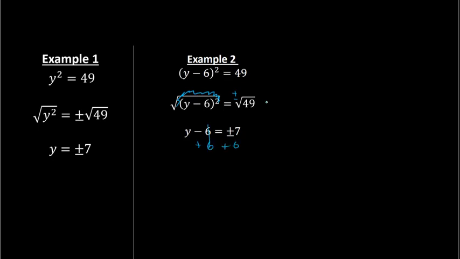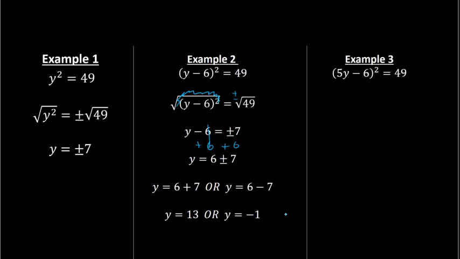Now we have y equals 6 plus or minus 7. So what this means is that y equals 6 plus 7, or y equals 6 minus 7. So 6 plus 7 is 13, and 6 minus 7 is negative 1. So y is 13, or y is negative 1.